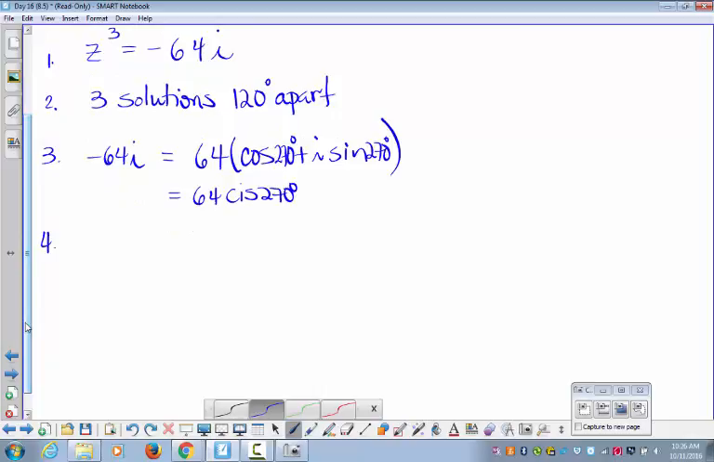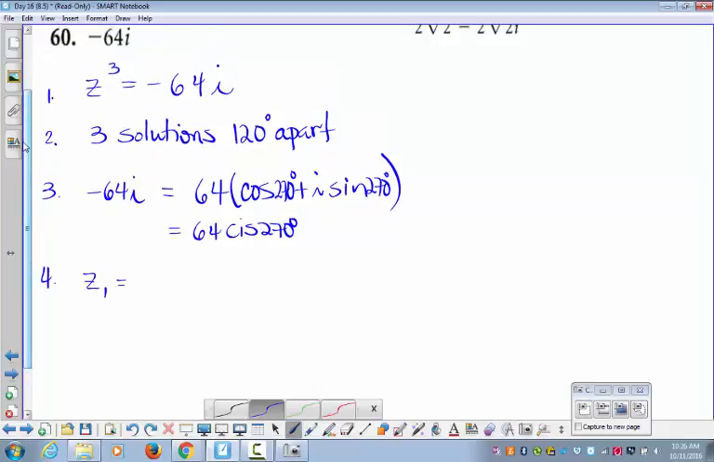Now we need to find one solution. There's three of them. We need to find the first one. And the way we are going to find the first one is to do what your instinct would be with this equation, and that's to take the third root of both sides. To solve that for z, your instinct would be to take the cubed root of both sides. That's how you would get to z. So we're going to take the cubed root of the polar number here, trigonometric form here.